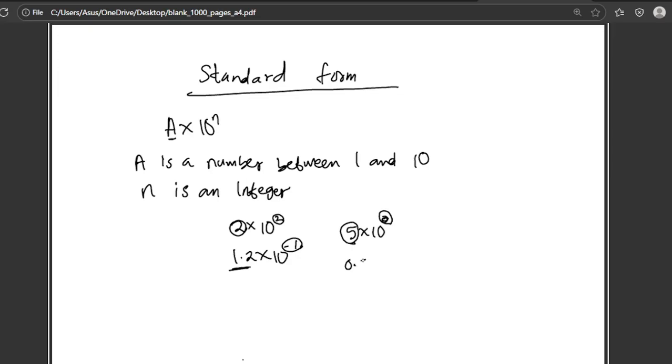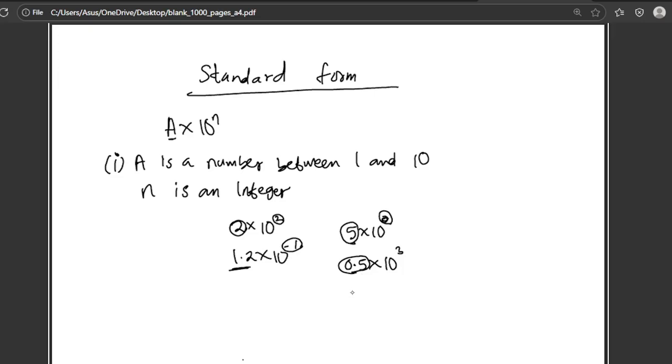What if I have 0.5 times 10 to the power 2? Is it in standard form? No. Why? Because 0.5 is less than 1. Remember the first condition: a must be a number between 1 and 10. That is, starting from 1 to numbers greater than 1, but it must be less than 10. And 0.5 is less than 1.